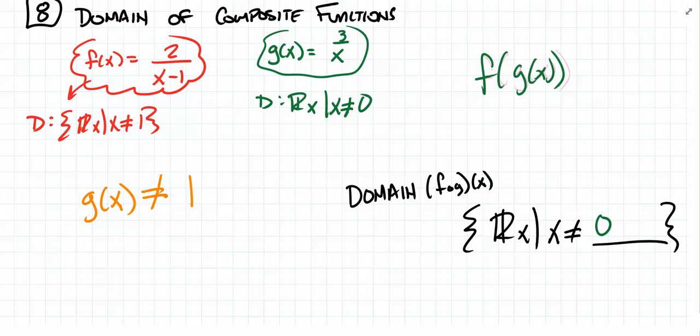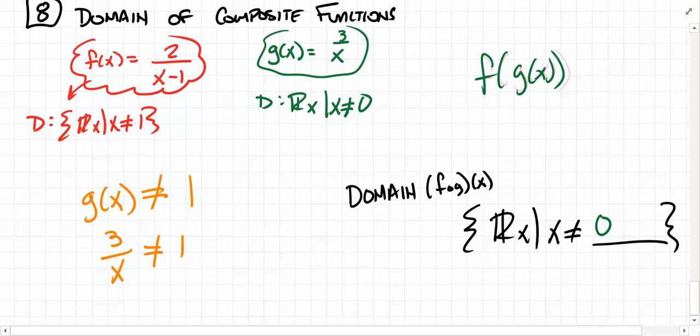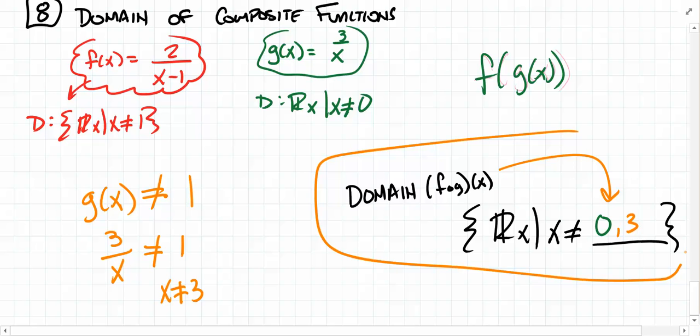What is g defined as? Look at that green cloud. It's defined as 3 over x. So now this tells me that 3 divided by x is never allowed to be the number 1. So how do you solve that little equation? So x is never allowed to be the number 3. Therefore, the composite domain, this is the answer.